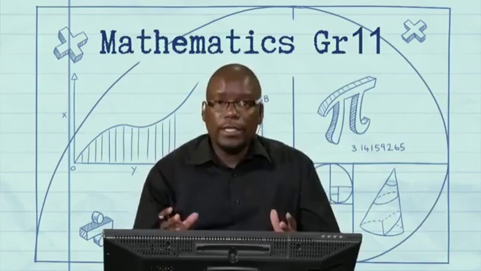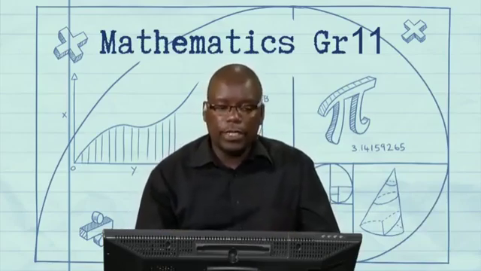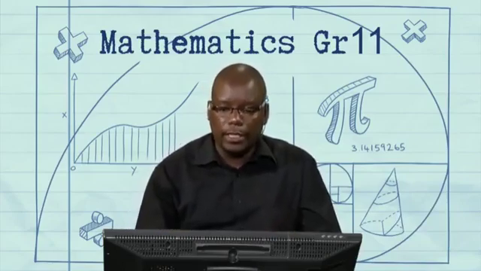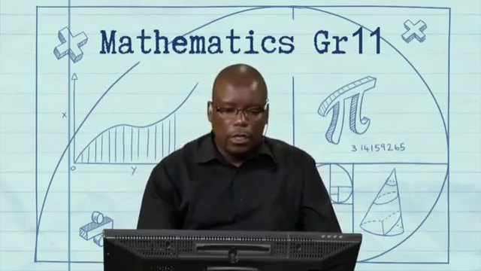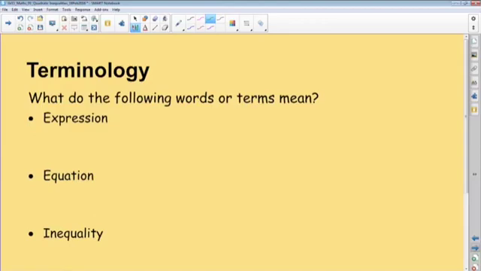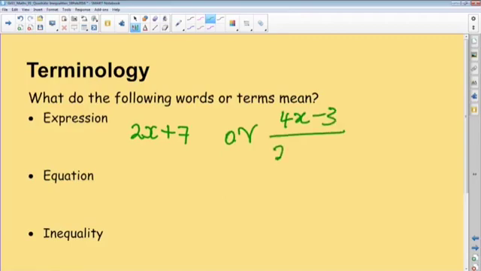All right, guys, well done, those of you who've worked out what an expression, equation, and inequality is. I'll just give you quick examples. If I give you, for instance, 2x plus 7, or maybe 4x minus 3 over 2x squared plus 1, this is an expression.